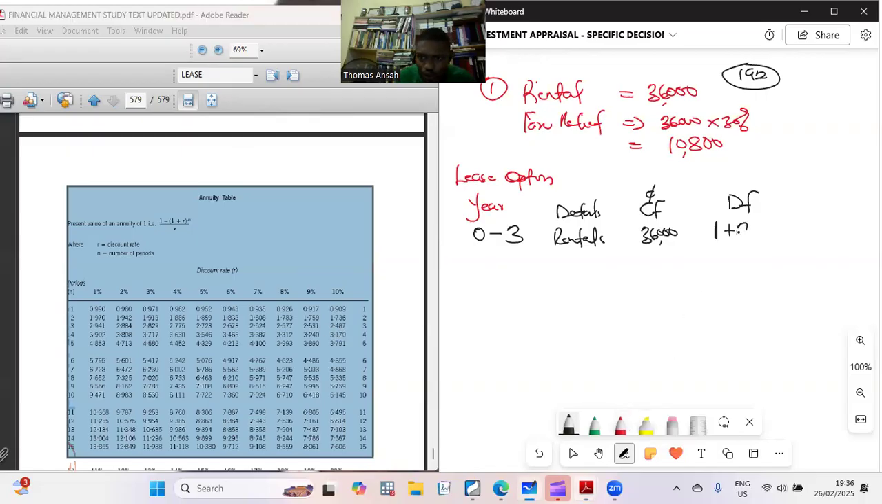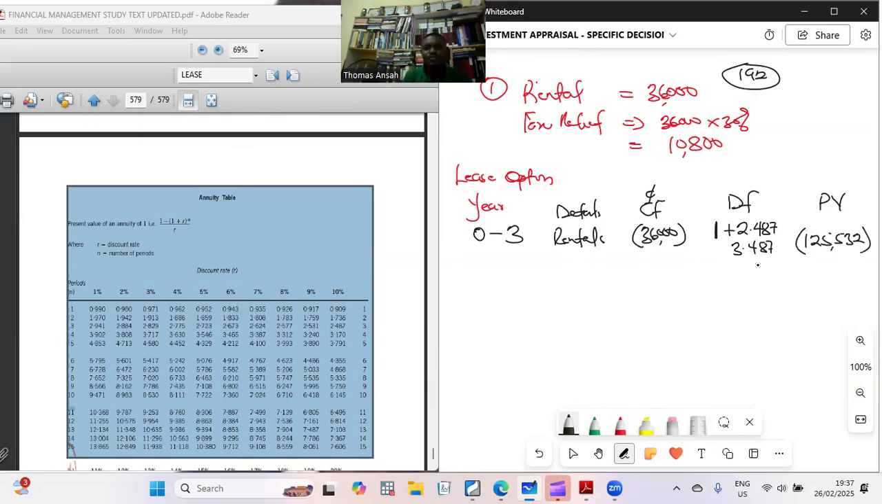So 2.487. Good. Meaning that in total is what? 3.487. So if I multiply 36,000 by 3.487, then the PV is giving me 125,532. Inflow or outflow? Yes, rent you are paying. So this cash flow is a negative cash flow. It's an outflow.